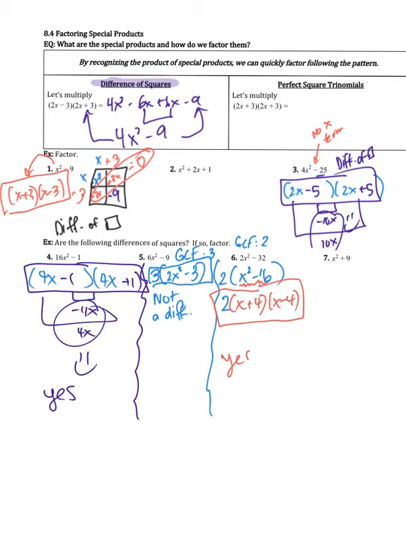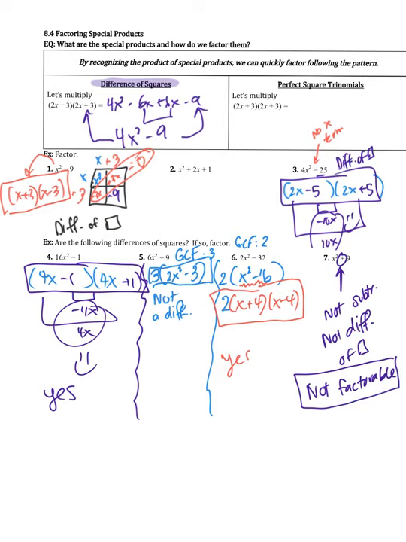Okay, number 7. 2 terms, so it's a binomial. That's a good sign. Both terms are perfect squares. That's a good sign. But what's the issue here? This is not a subtraction sign. So this is not the difference of squares. It doesn't have a special relationship, and in fact, it is not factorable.